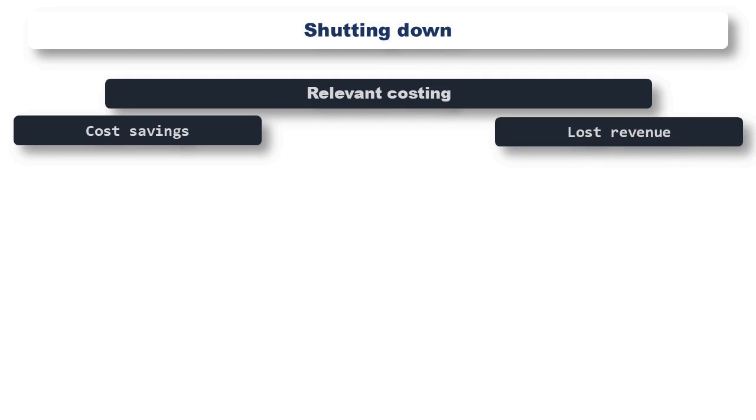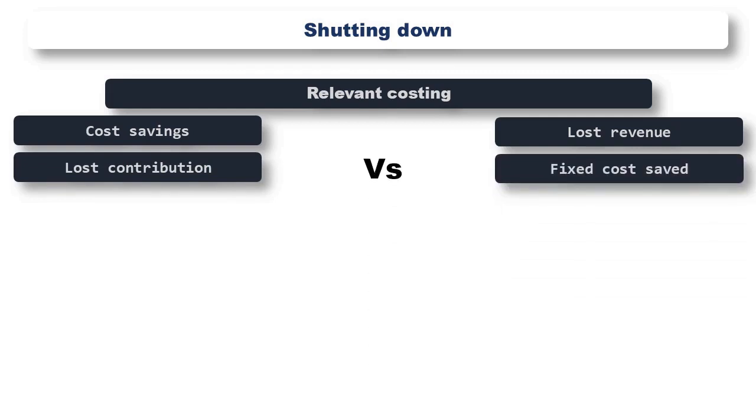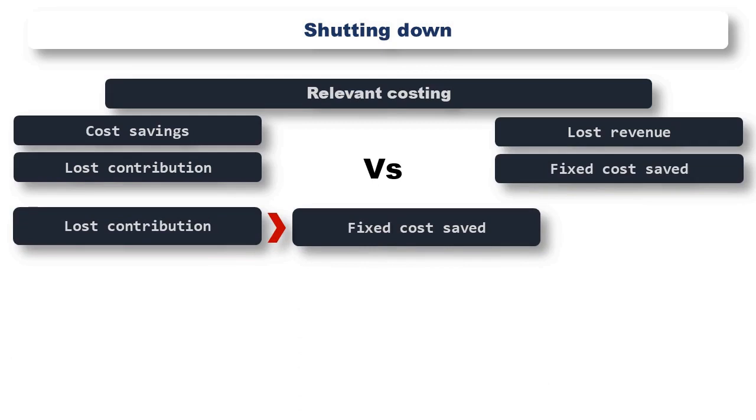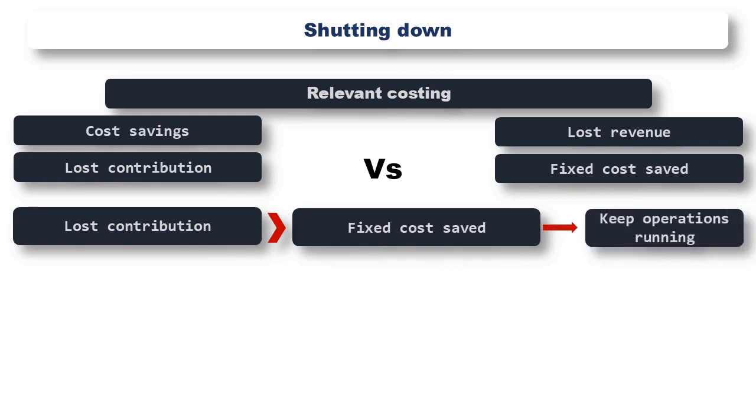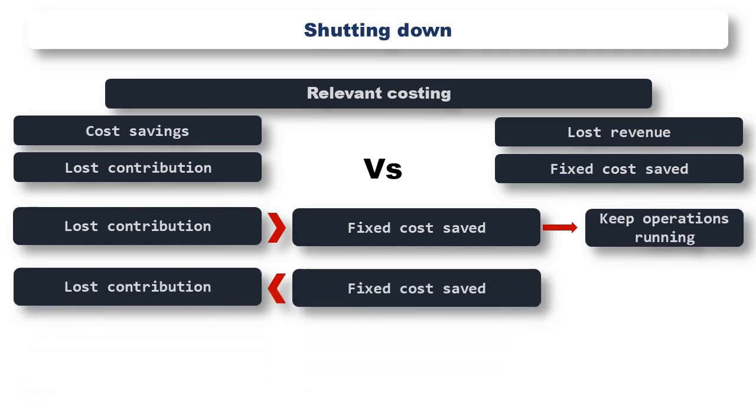The basic principle, therefore, is that we need to calculate the lost contribution, remember that is sales minus variable costs, resulting from the closure, and compare this to the fixed costs we would save through the closure. If the contribution lost is higher than the fixed costs saved, then it makes more financial sense to keep the operation running. Whereas if the fixed cost saving is higher than the lost contribution, it makes more financial sense to close the operation.